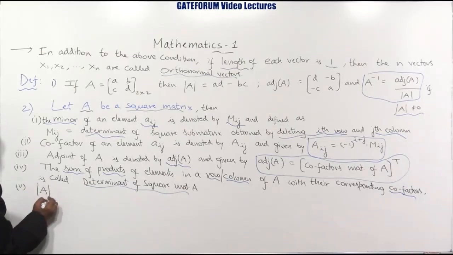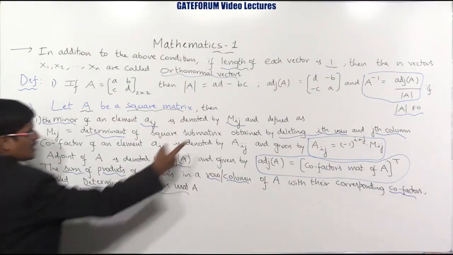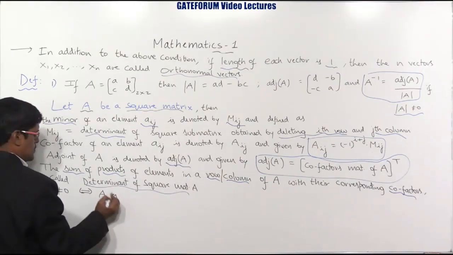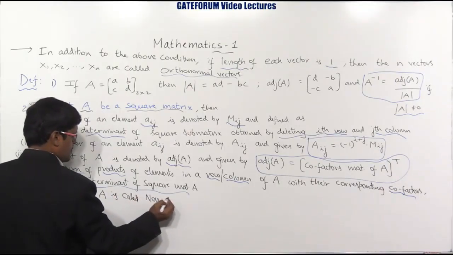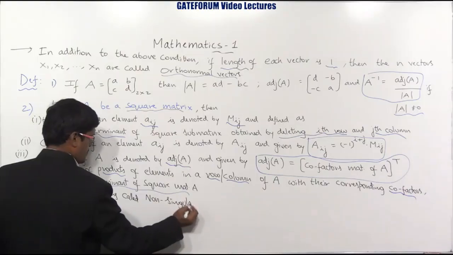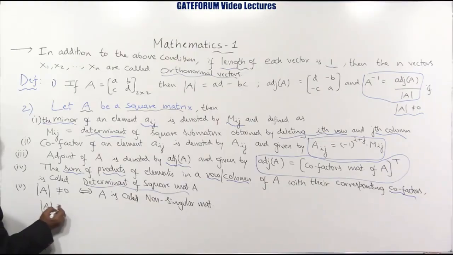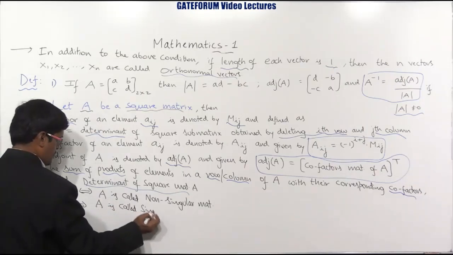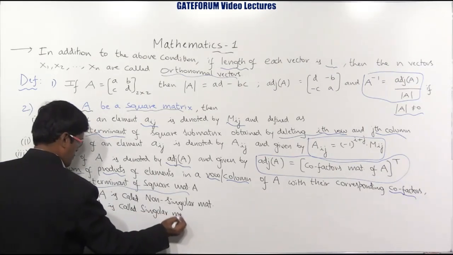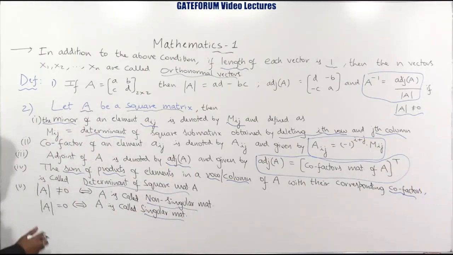While finding determinant A, if we get not equal to 0, implies and implied by, or you can write IFF language, A is called a non-singular matrix. While finding determinant, if we have 0, implies and implied by, such a matrix is called a singular matrix. Only a non-singular matrix is invertible.